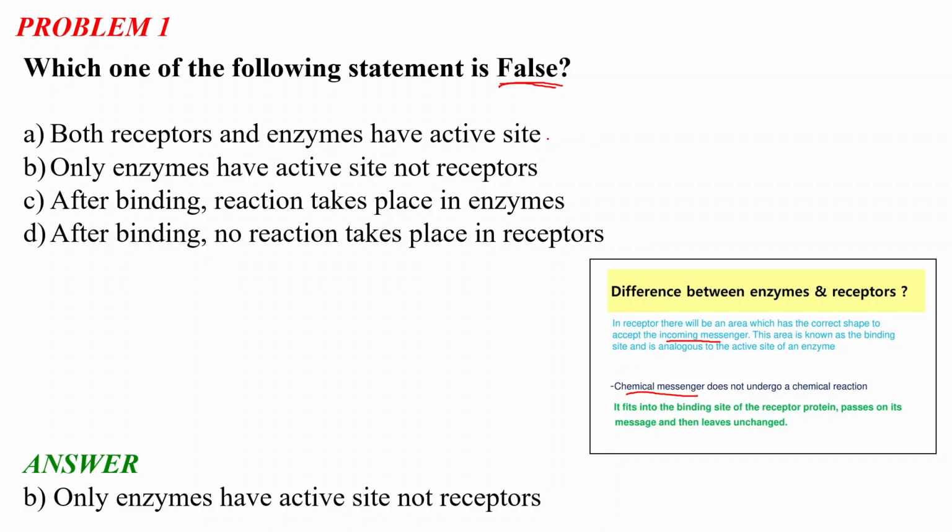have active site, it is correct. Okay. The second option, only enzymes have active site, not the receptor, it is false, because both of them have active sites. After binding, reaction takes place in enzyme, which is also true, and after binding, no reaction takes place in receptors, it is also true, because reaction does not take place in the receptors, only the chemical messenger binds to it and it passes on a chemical message. So among these four options, this option B is the false statement.